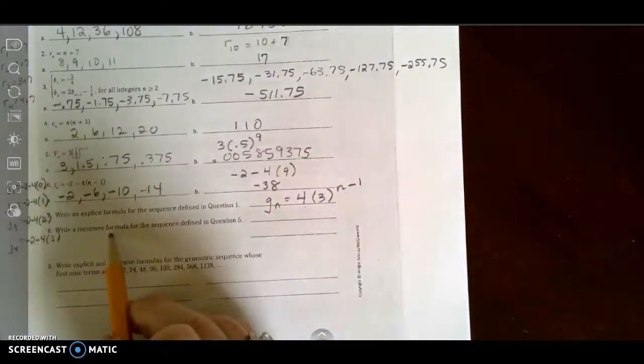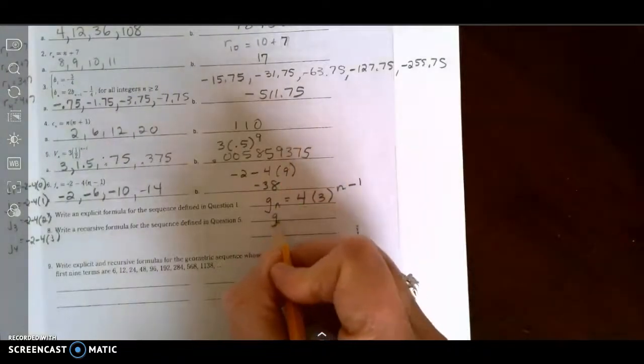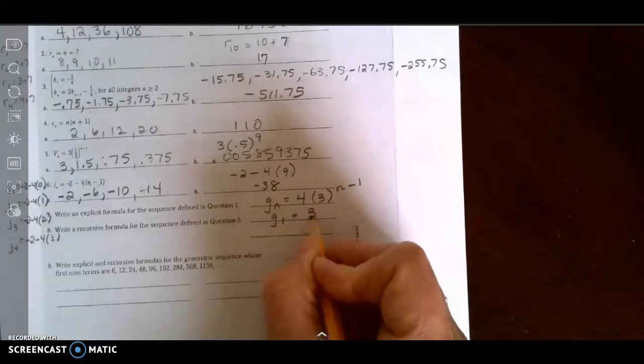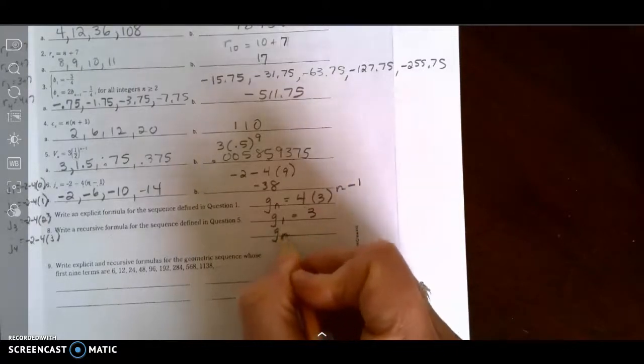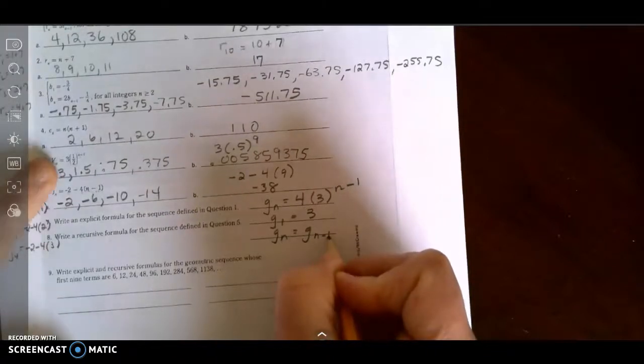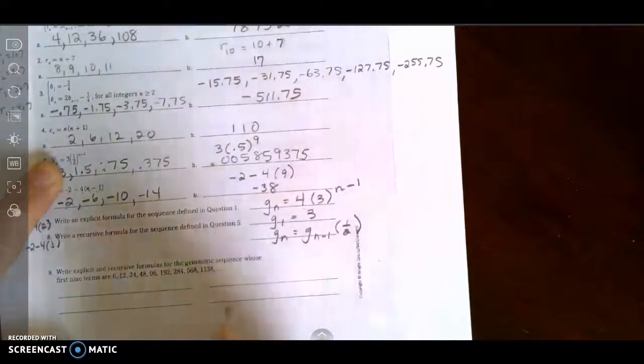Write a recursive formula for the one in question 5. Okay. So my first term is 3. And I find the nth term by taking the previous term and multiplying by a half. Or you could put 0.5 there.